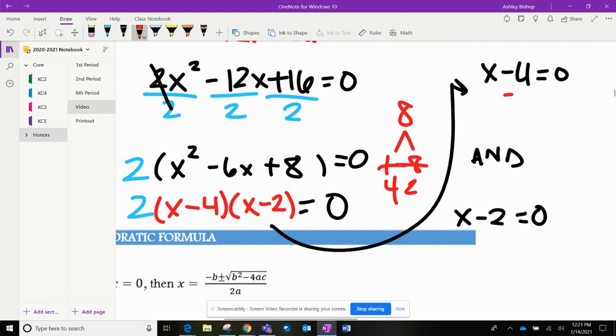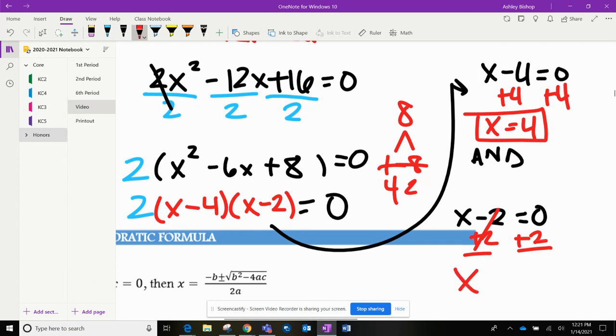So I'm going to get x by itself. So I'm going to add 4 to both sides in order to do that. So x is equal to 4. And remember, I have two answers. I'm going to add 2 to both sides. So x is also equal to 2. 4 and 2.